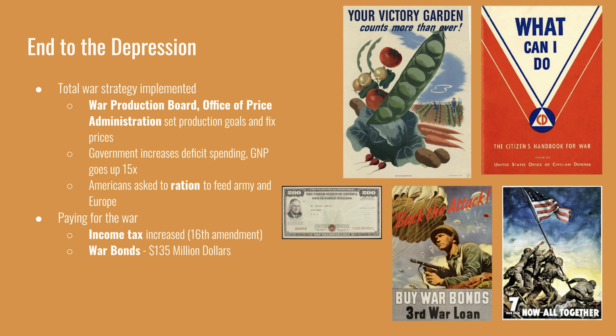The other method of raising money for the war was through war bonds. Just like the U.S. had carried out a Liberty Bond campaign in World War I, another one is conducted for World War II. Over $100 million are raised to pay for the equipment that goes into fighting the war.